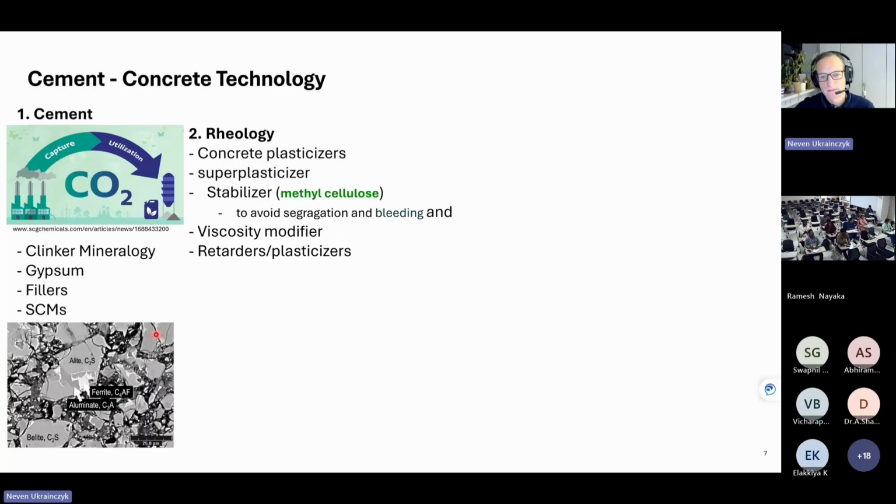Of course, in cement we also have gypsum. You will learn why. Probably you even know why: just to regulate the setting. We have the fillers and supplementary cementitious materials. Those are our pozzolans that help us in sustainability, or industrial byproducts. And actually in cement technology, this is where we have the biggest CO2 emission.